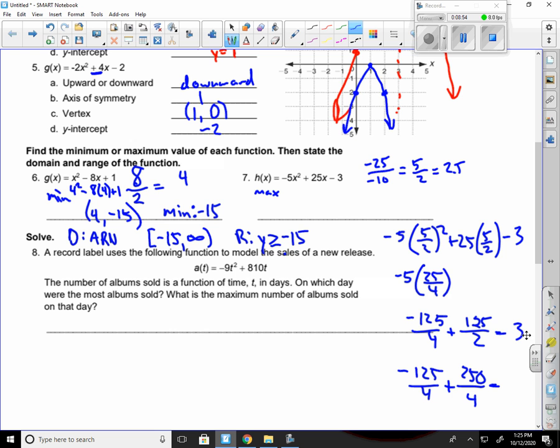Now I have to get the 3 to have a denominator of 4 as well, which means I multiply the bottom by 4. Even though there is no bottom, that's 3 over 1. 1 times 4 gives me 4, so 3 times 4 is 12. -125 plus 250, that's 125. 125 minus 12 is 113 over 4. So this is a max at 113 over 4.